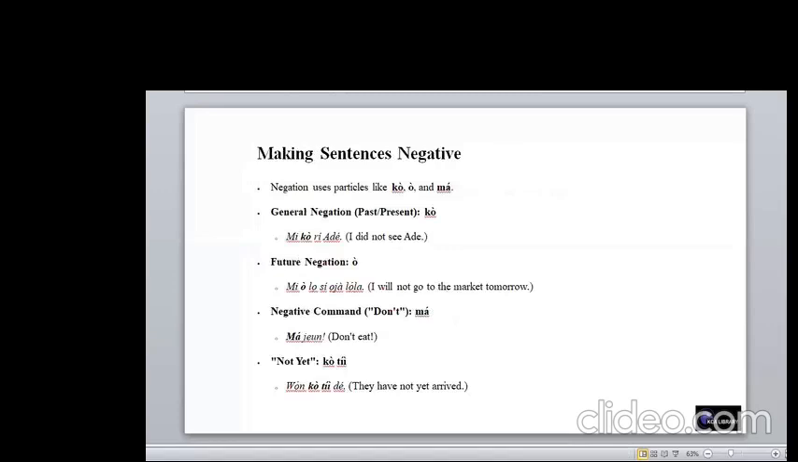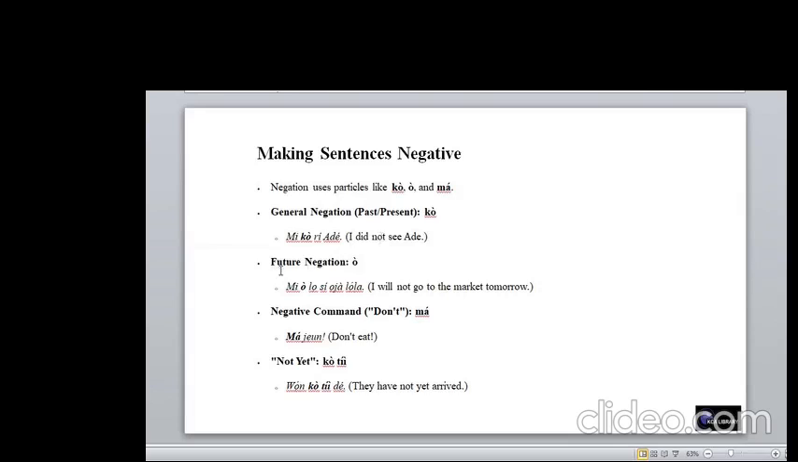Making sentences negative. Negation uses particles like ko, o, and ma. General negation for past and present is to use ko. Ko means not. So let's consider this example. Mi ko ri Ade. I did not see Ade. So ko in the statement means not.